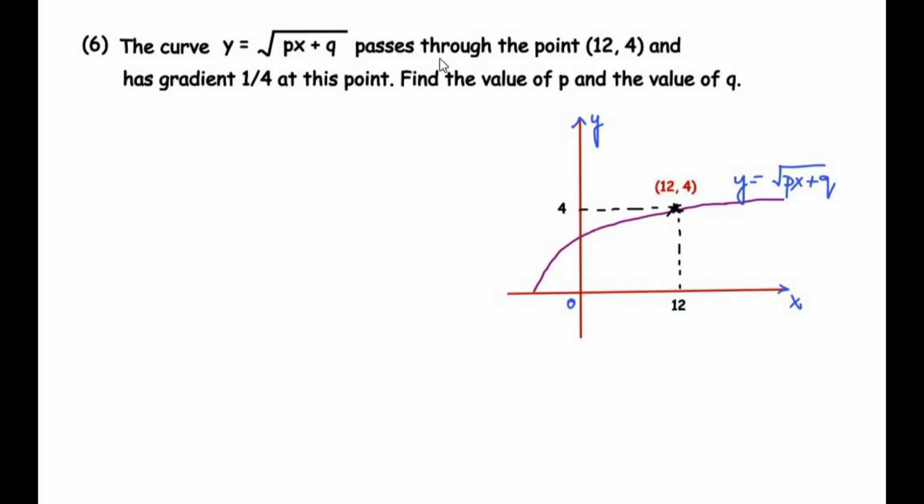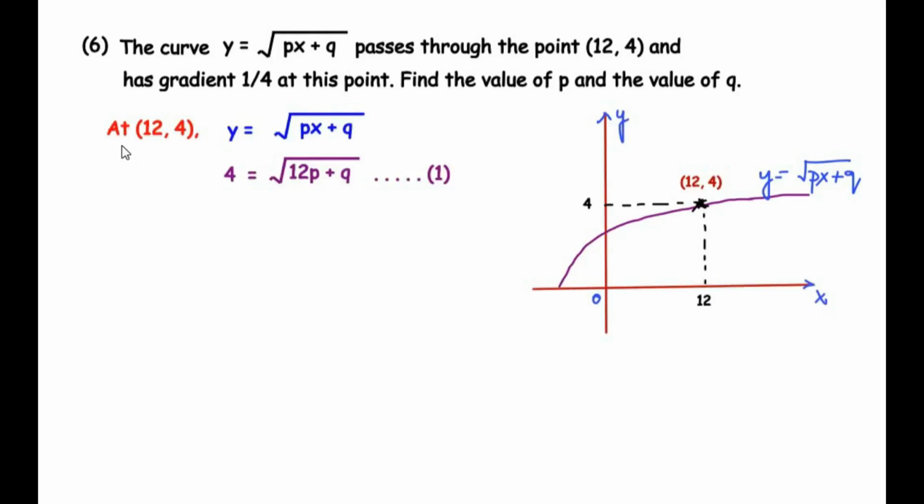So step number 1 would be to get an expression for the curve when it passes through the point (12, 4). So here we have written at the point (12, 4), this is the expression for the curve. Now in place of y, we are going to replace its value, that is 4, is equal to square root of, now x becomes 12, so the expression changes to square root of (12p + q), that is at point (12, 4). Now let us consider this as equation 1.